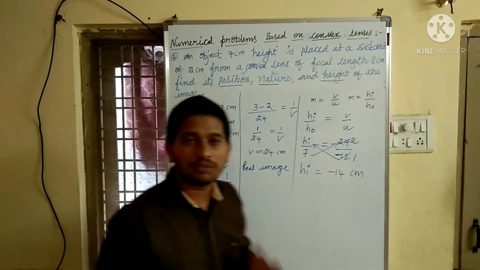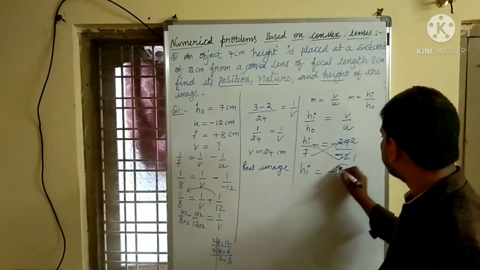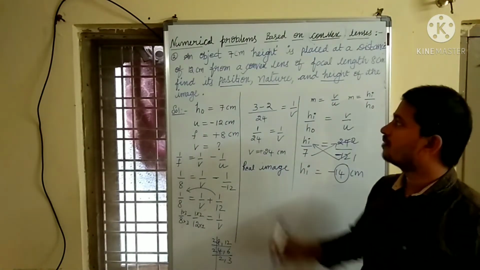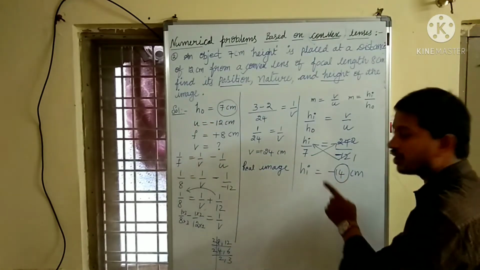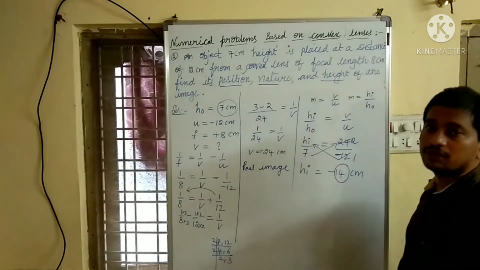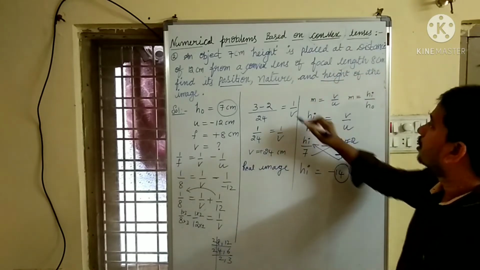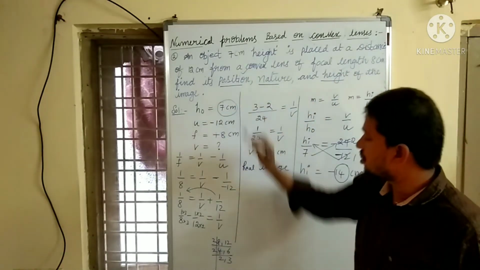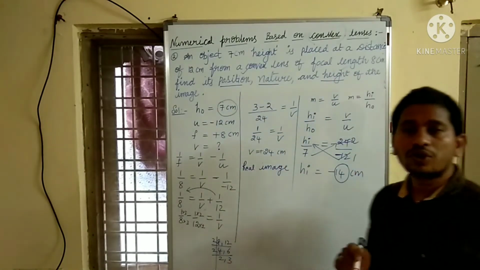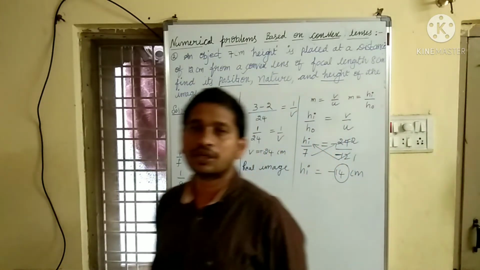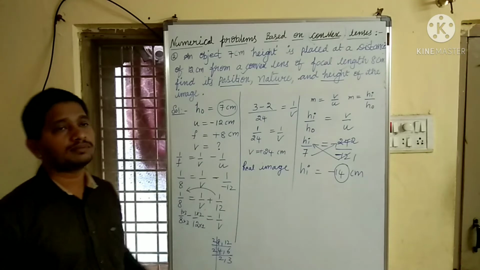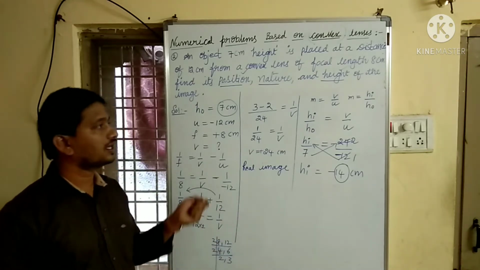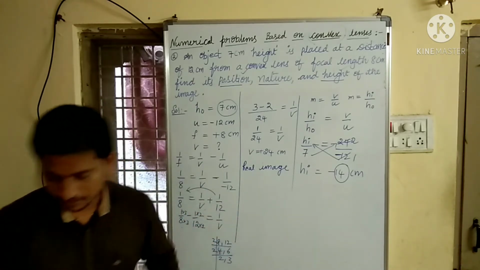So what is the height of the image? Height of the image is 14 centimeters. What is the height of the object? Height of the object is 4 centimeters, but we got the height of the image as 14 centimeters. So that is the height. Nature is a real image and position is at a distance of 24 centimeters from the lens. This is about the second problem. We will go with one more problem so that we can understand everything clearly.